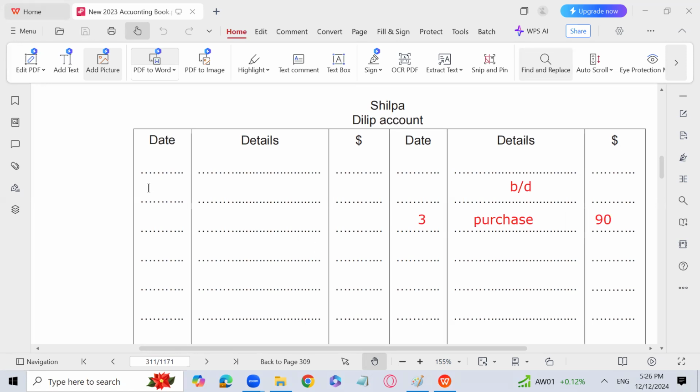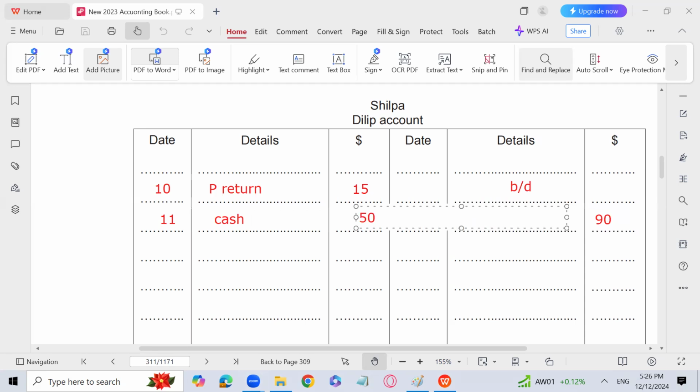Then we are making the return of the goods to Dilip, that is going to be purchase return, and that is of amount 15. 20 into 25% is 5, so 20 minus 5, 15 is the amount. Then we are making the payment to Dilip through cash, and the amount is going to be 50.